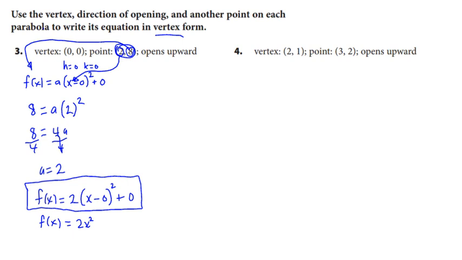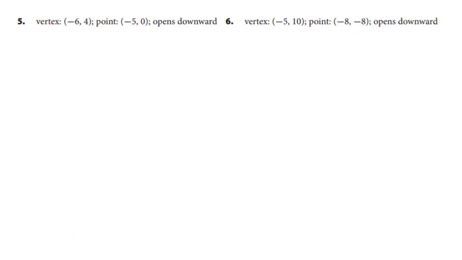Okay, next odd number problem, 5. We have a vertex at -6, 4, and we have our second point at -5, 0. We are notified that the parabola is opening downward. So let's go ahead and write this. We have h is equal to -6, and k is equal to 4.